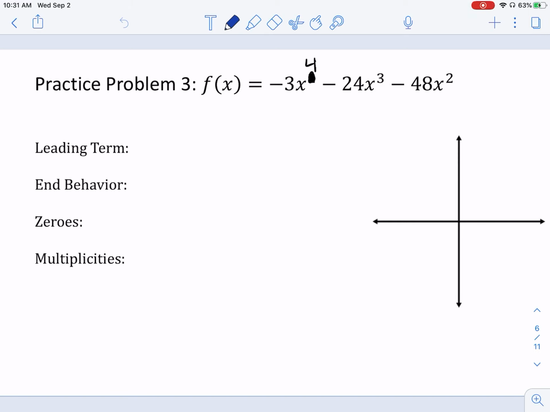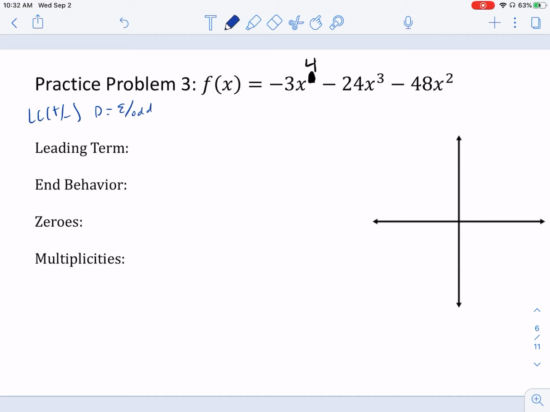So for this practice problem, we're talking about taking an equation and making it into a graph. Over here, you're going to see the information that you will need in order to be successful. The first thing it talks about is this leading term. Once again, we want to make sure that we know whether or not our leading term is positive or negative, and whether or not that degree is even or odd.